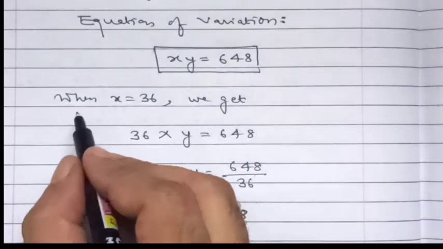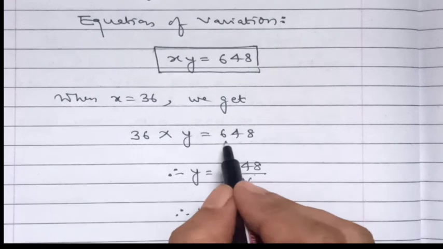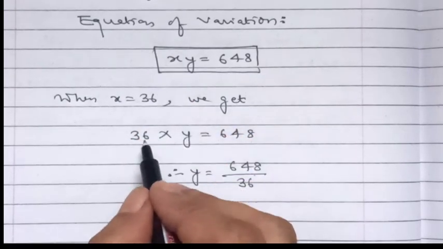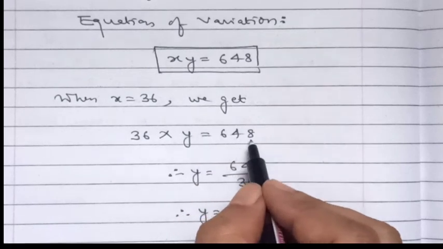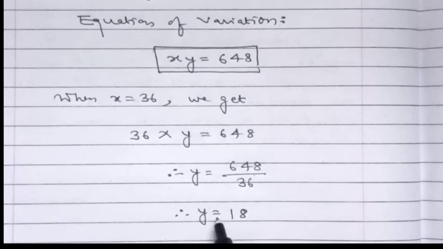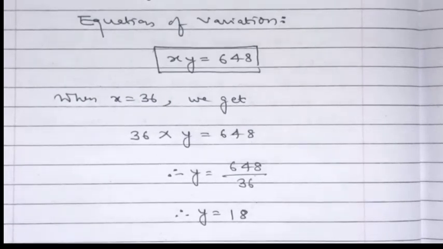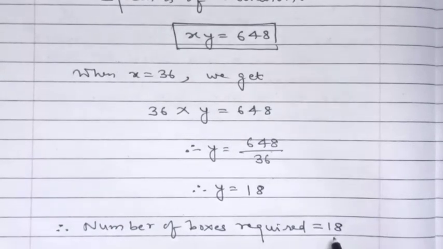When x is equal to 36, then 36 into y is equal to 648, because in place of x I have written 36, y I don't know, and 648. Therefore y is equal to 648 upon 36, which will give you y is equal to 18. Now what is y? Y is number of boxes. So you can write the final answer. Therefore number of boxes required is equal to 18.